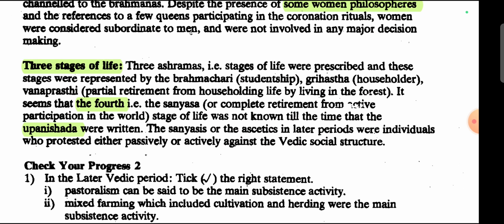Three stages of life. Three ashrams, that is, stages of life, were prescribed, and these stages were represented by the brahmachari, studentship; grihastha, householder; vanaprastha, partial retirement from householding life by living in the forest. It seems that the fourth, that is the sannyas, or complete retirement from active participation in the world, was not known till the time that the Upanishads were written. The sannyasis, or the ascetics, in the later period were individuals who protested either passively or actively against the Vedic social structure.